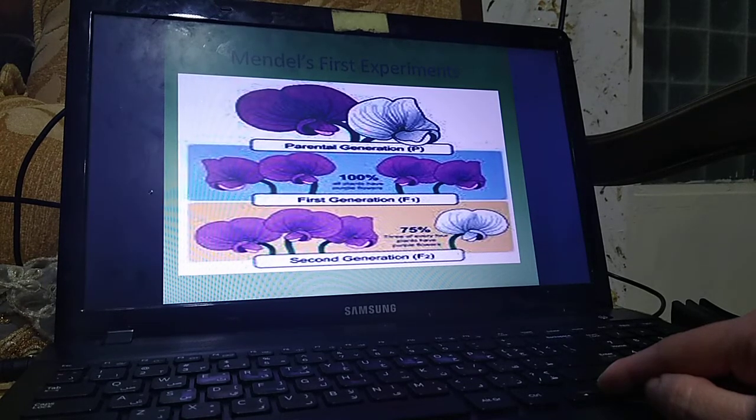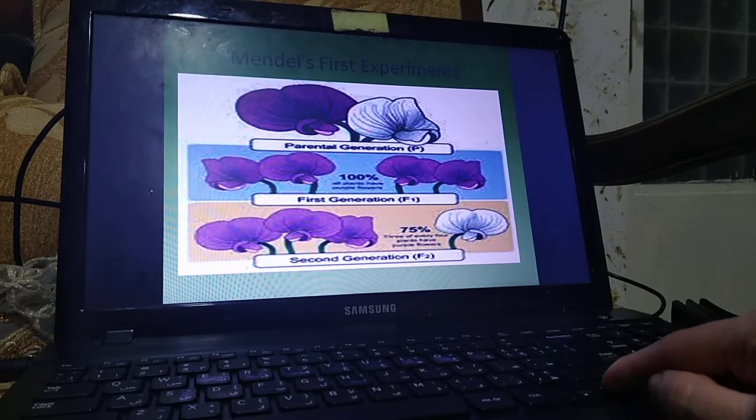So 75% purple, only 25% white. So the white trait was not gone, it was just hidden. It was just masked. And who hid it? Who masked it? Who covered it? The stronger trait, which is the purple color.